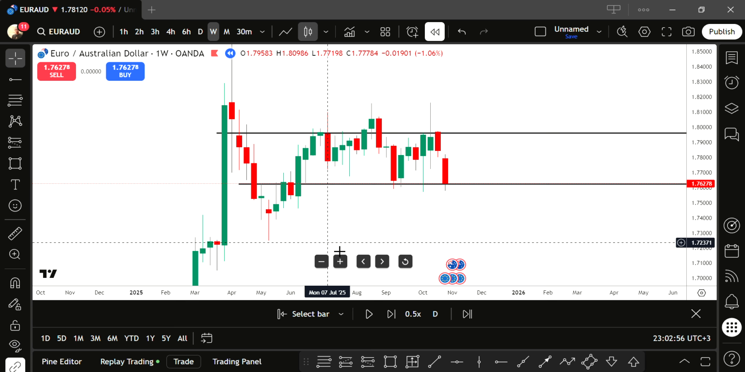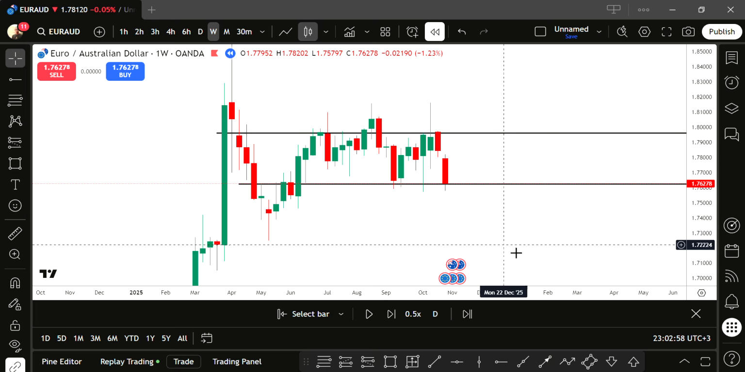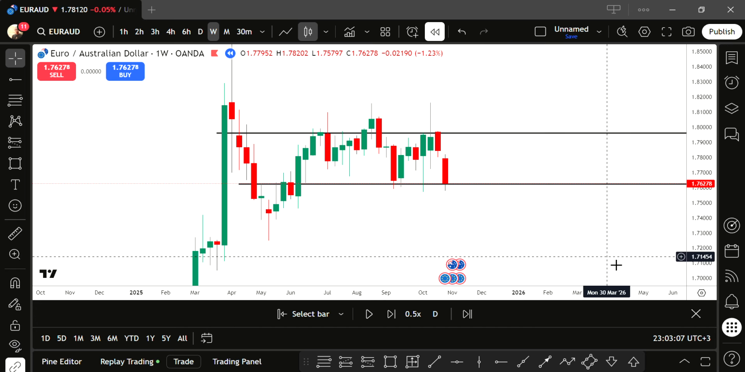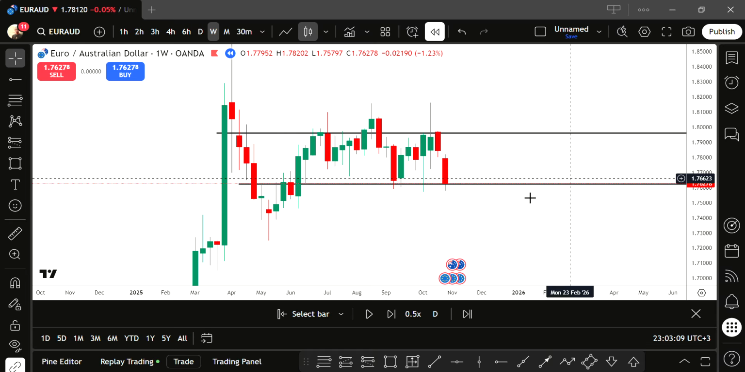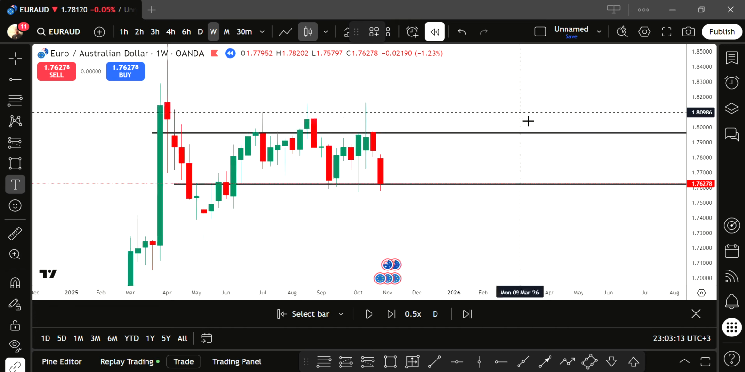I want to identify my structures on my highest time frame. That means I have to mark out my demand and supply. I have to mark out my support and resistance on the highest time frame. So maybe let me just break it down here like usual.